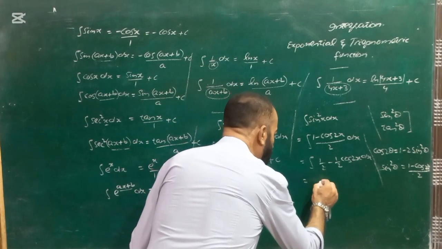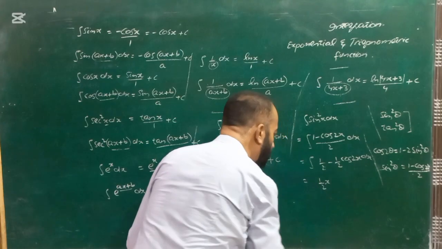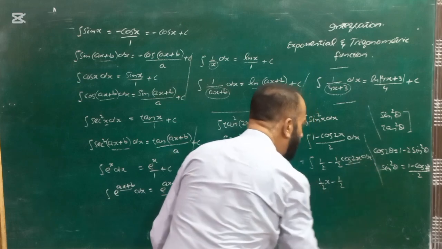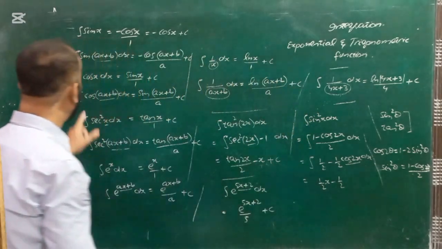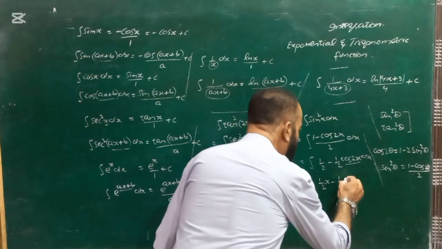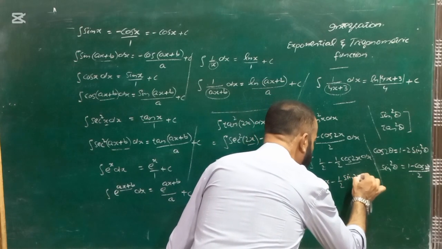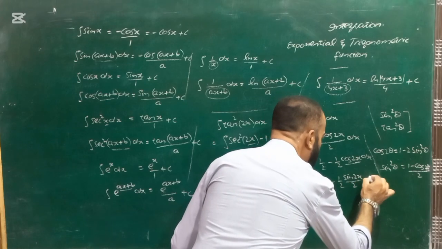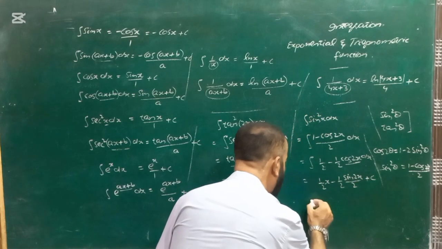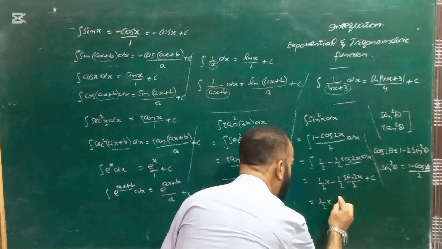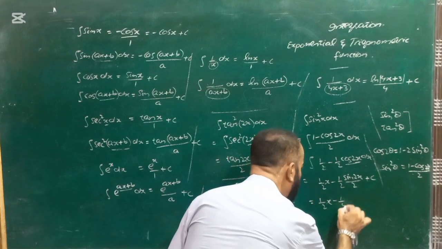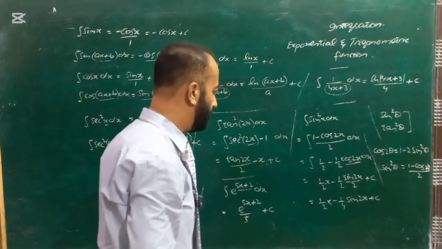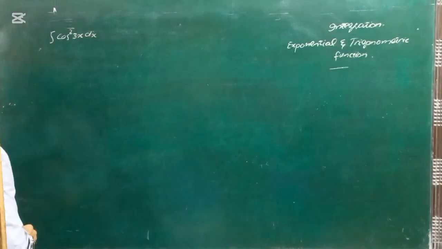So it is a constant value, so 1 by 2 x will be the integral of this one. This is coefficient 1 by 2. And now we are going to integrate this one. We know the integral of cos is sine, so first time sine 2x will be put as it is. Then we will take the differential of 2x, that will be put in denominator, and plus c will be placed. After solving it, 1 by 2x minus 1 by 4 sine 2x plus c. This is the answer.